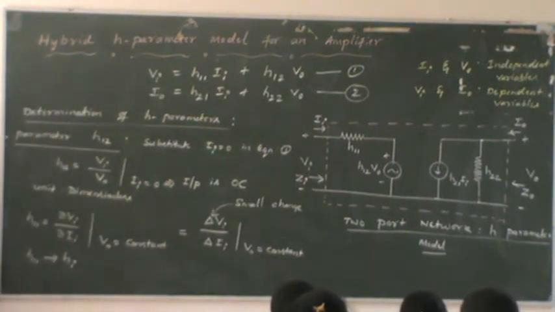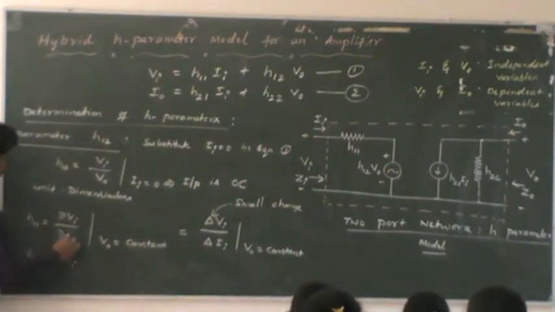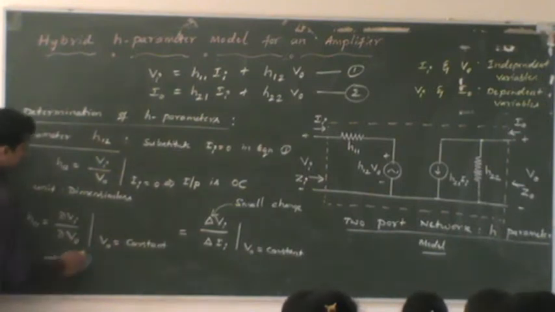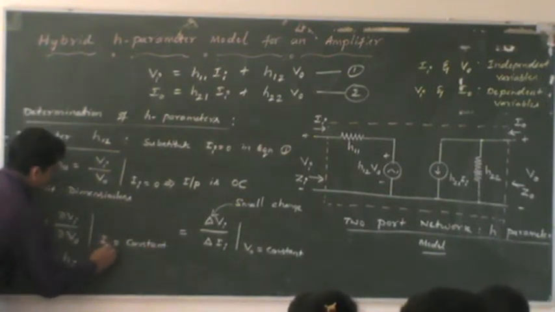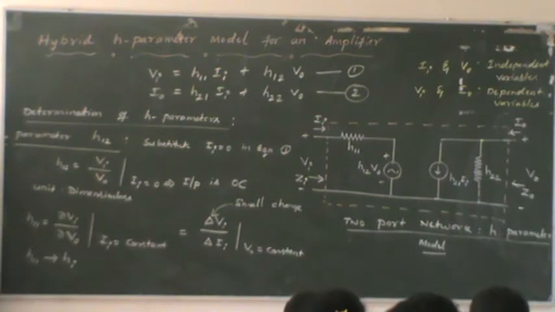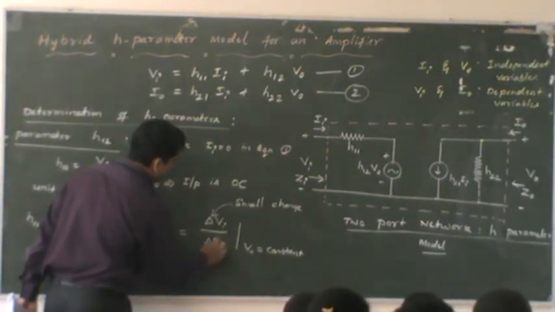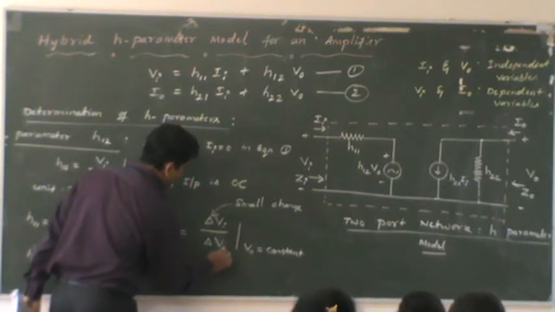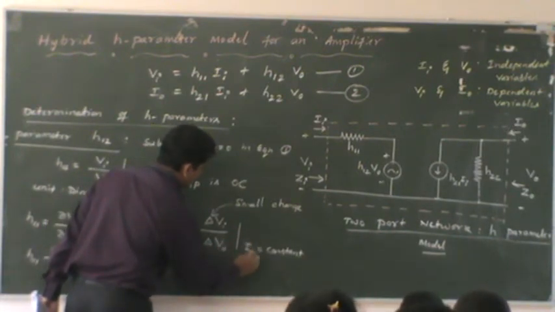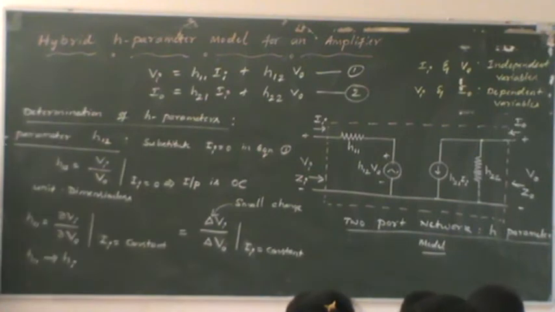We can also write the definition as per partial calculus. It's dou Vi by dou Vo, for making Ii constant. Here you can also change dou to delta: delta Vi by delta Vo, making Ii constant. This is the partial calculus definition of H12.